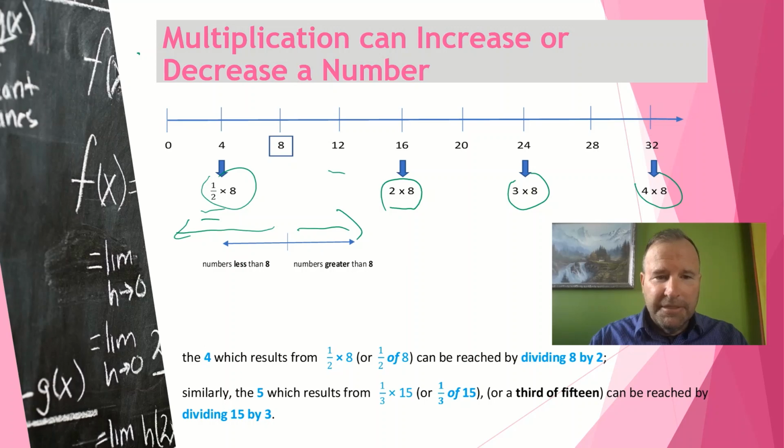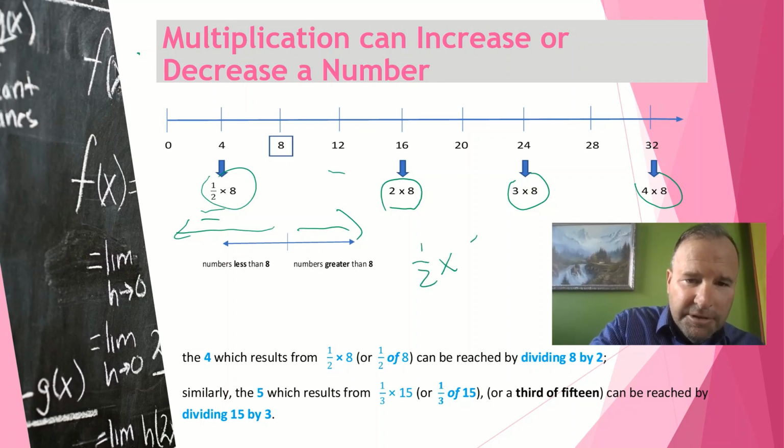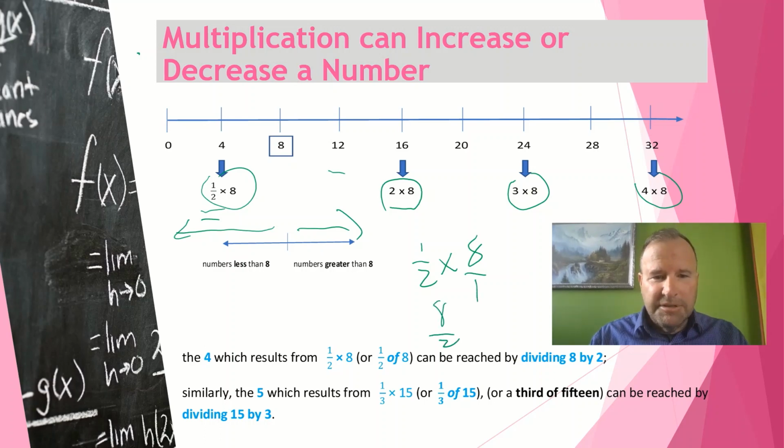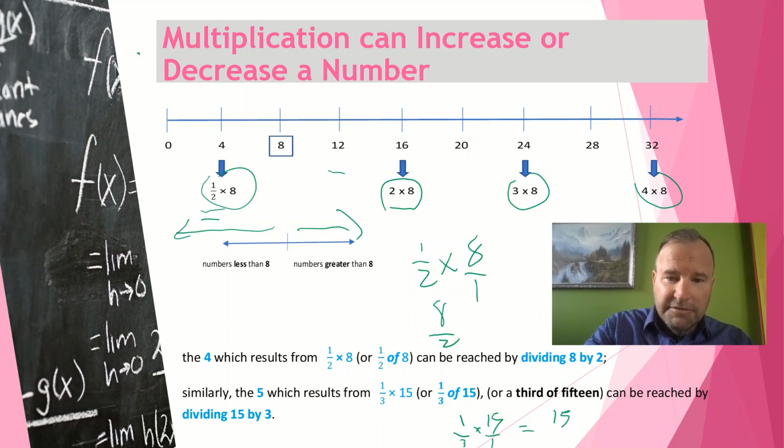So we can see here that the 4, which results from a half times 8, or a half of 8, can be reached by dividing by 2. You can write 8 as 8 on 1, so a half times 8 on 1 is really saying 8 on 2. Similarly, the result for 1/3 times 15 is 1/3 of 15, and that can be reached by dividing 15 by 3, because 1/3 times 15 on 1 is the same as saying 15 on 3. We multiply the numerators, and then we multiply the denominators.